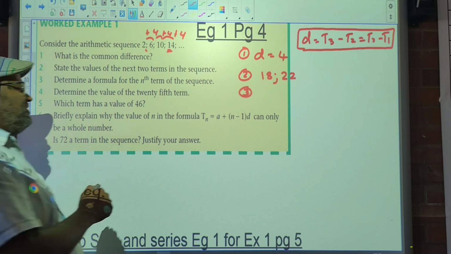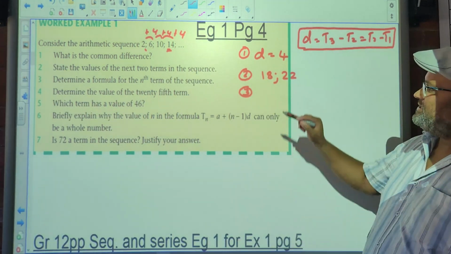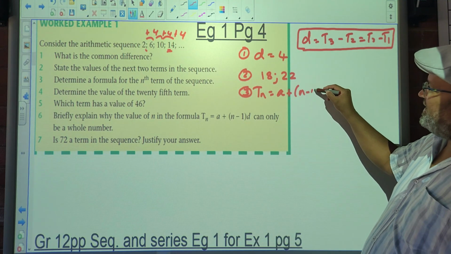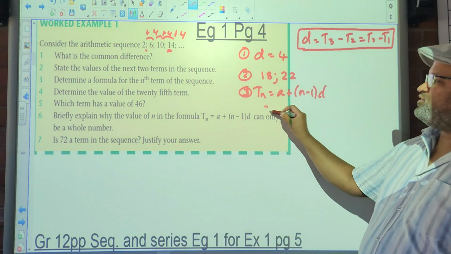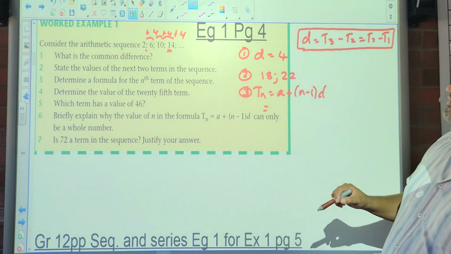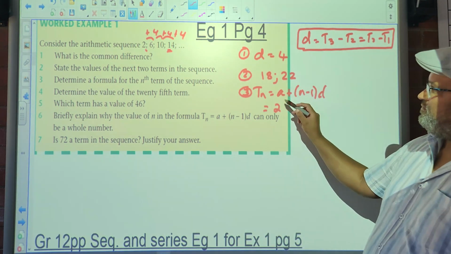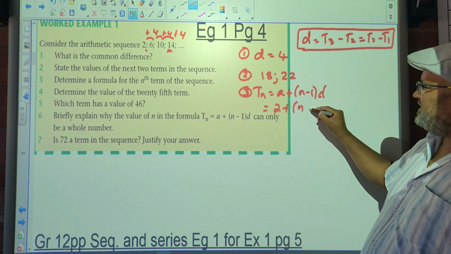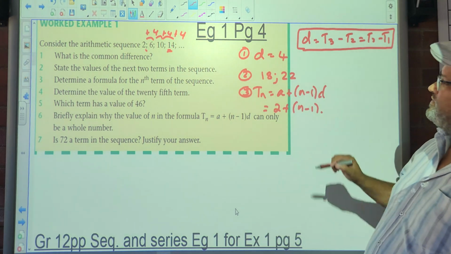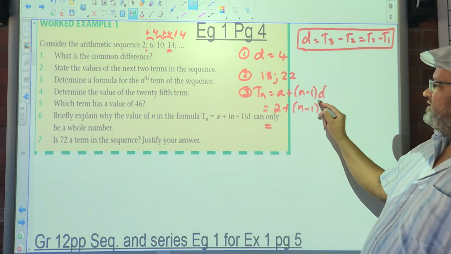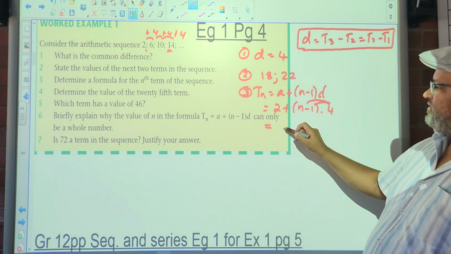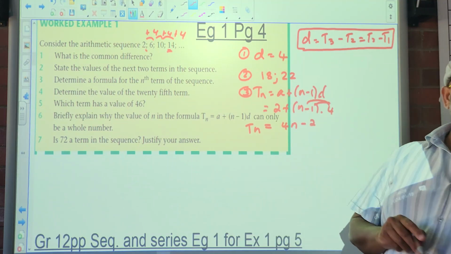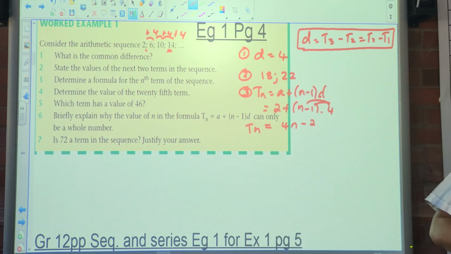So what is the general formula for an arithmetic sequence? Tn is equal to a plus n minus 1 d. What is your a value? 2. Why is your a value 2? Because that's the first term. The a would be the first term of the sequence plus n minus 1 times. What's your d value? 4. So it's just a matter of tidying that up a bit. So it's going to be 4n, and 2 minus 4 is negative 2. So that's a general term. You all agree with that?